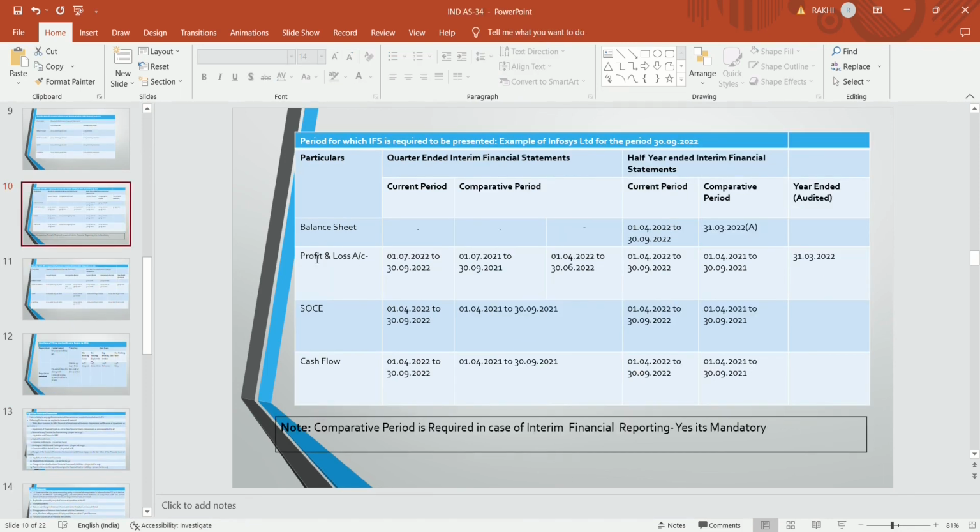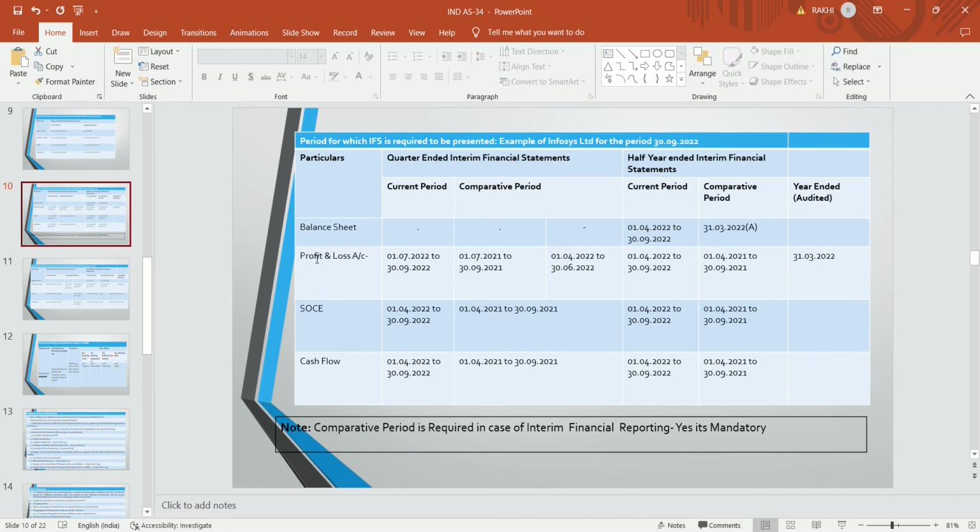We have taken the example of Infosys for the period 30th September 2022. The interim financial reporting is required to be presented in this manner by Infosys. They give the quarter ended figures, half year ended figures, and audited year ended figures. They prepared a balance sheet for the period from 1st April 2022 to 30th September 2022 as the current period, and the comparative balance sheet figure will be 31st March 2022, the audited financial statement.